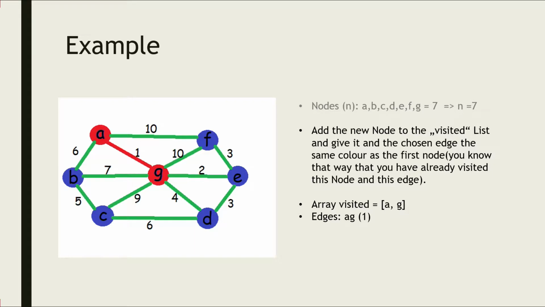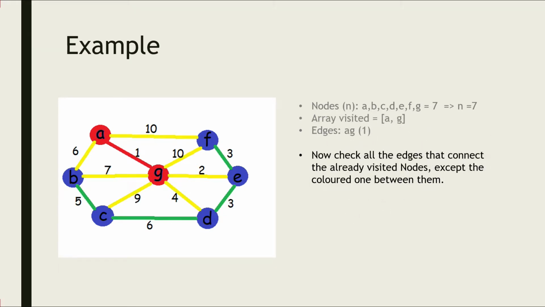Now add the new node to the visited list and give the chosen edge the same color as the first node. That way you know that you have already visited this node and this edge. Now we have an array visited with A and G inside it, and the edge that we have so far is the AG with a weight of 1.